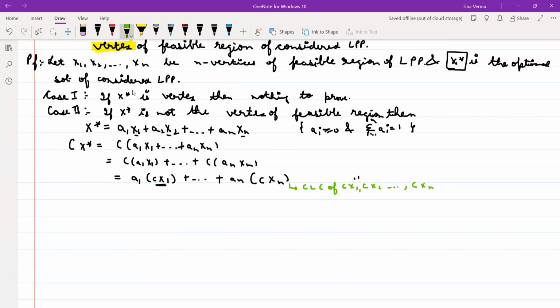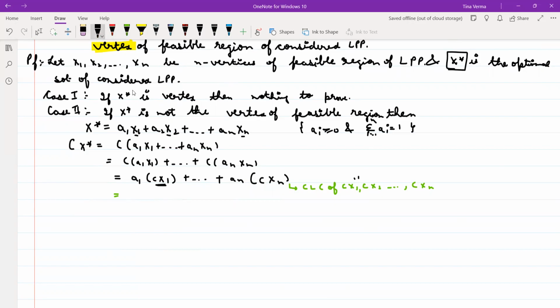Now we have done the theorem. Just for your clarification, I can write like this: a1 y1, a2 y2 and an yn. If you are not getting how I am writing it, this is just representing the CLC of y1, y2 and yn. But what is my y1? That is my cx1. What is y2? That is cx2. What is yn? cxn.